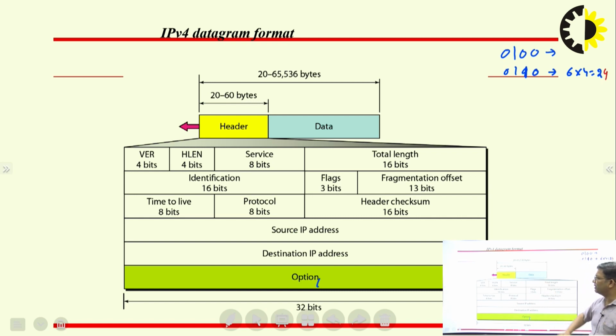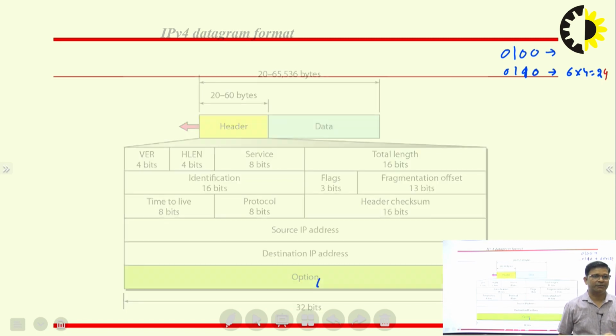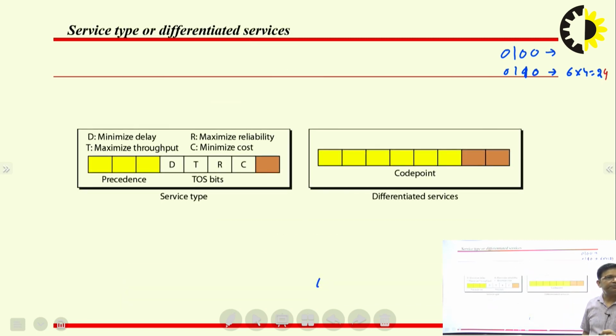So next is the services. The services and other fields we will discuss in later slides. Okay. So this is all about the services and differentiated services. In the services, this is of 8-bit. So first 3 bits are unused. We are not using these 3 bits, and the last bit is also treated as unused bit. In today's scenario, if we are using IPv4, we are not using this type of services because this is obsolete and merged with another.